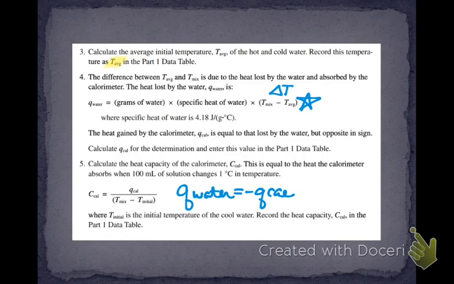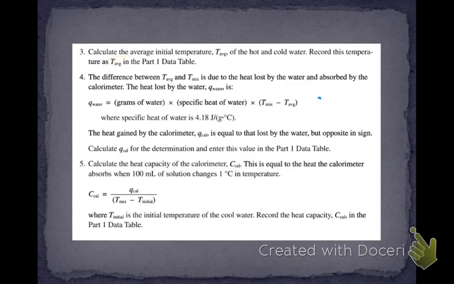So if I end up with a value for the water that's negative, and I'm saying that that value is equal to the negative Q calorimeter, that means I'm saying that it's negative of a negative value, which essentially equals a positive. So Q cal should be positive, and that should make sense too, because the calorimeter is what's absorbing the heat, and we can look at it in terms of it being endothermic. So I just want to make sure that you get those signs correct when you're doing your work for number 4. You should end up with a positive number for Q cal.